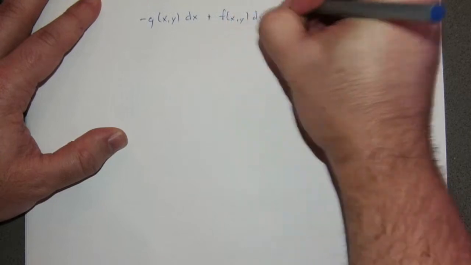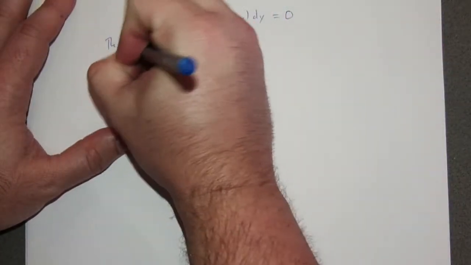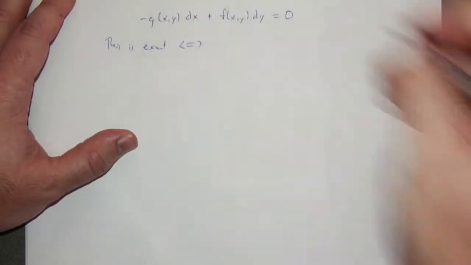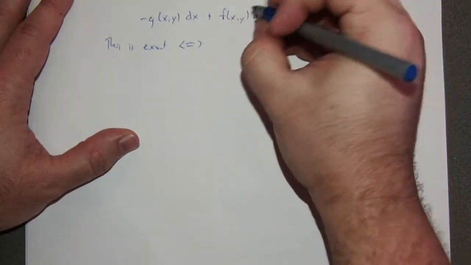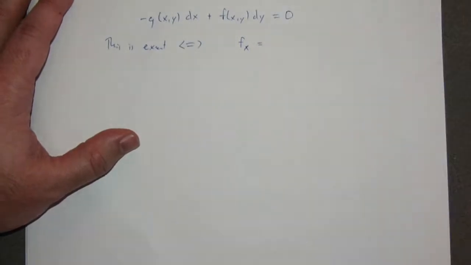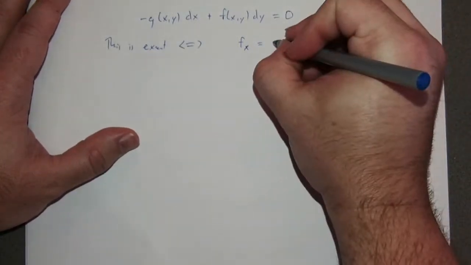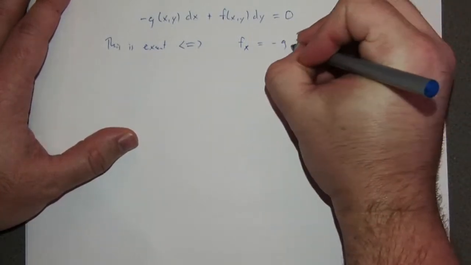Okay. So if I'm dealing with an orbit equation coming from a system that looks like this, it is exact if and only if what is true: the x partial of f is equal to minus the y partial of g.